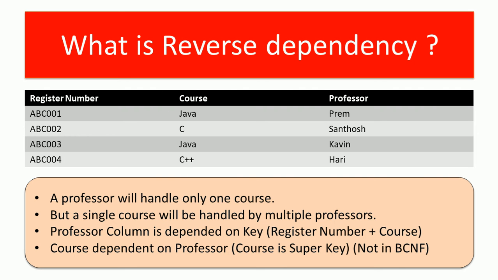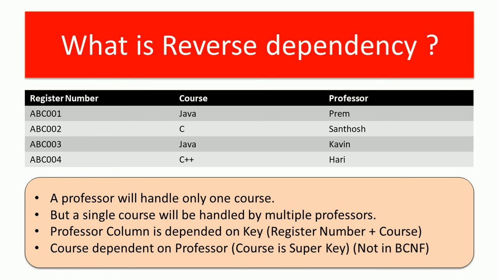For example, in this table, shall we keep register number as a primary key? It is not possible because a student can register for multiple courses. So in case ABC001 registers for Java and then ABC001 registers again for C, then if I give ABC001, I will get two records as a result. So register number column cannot be used as primary key, right?